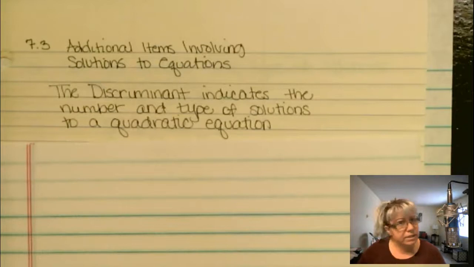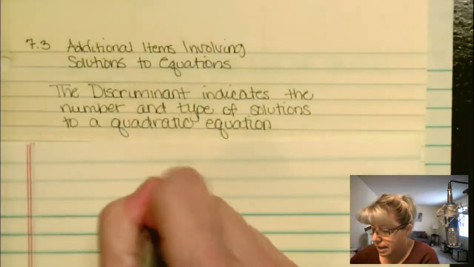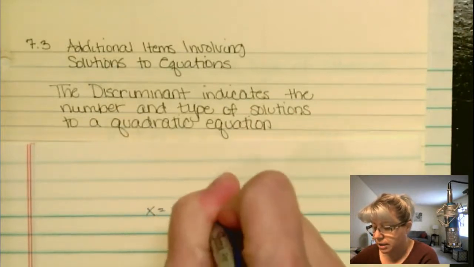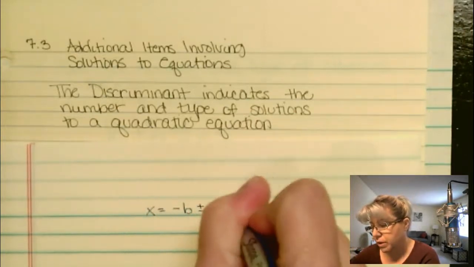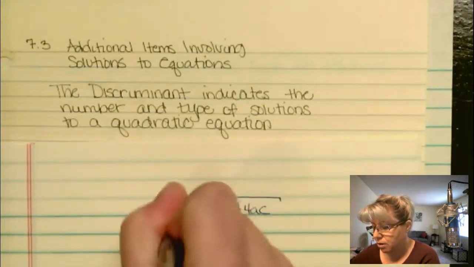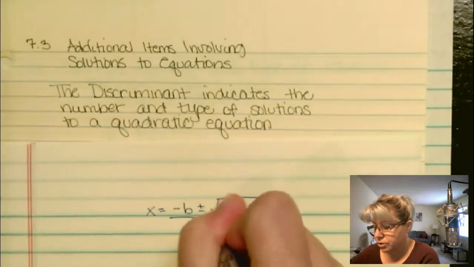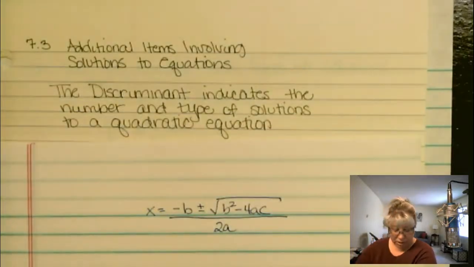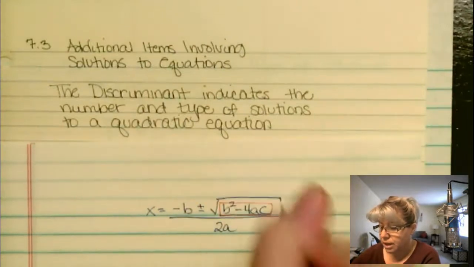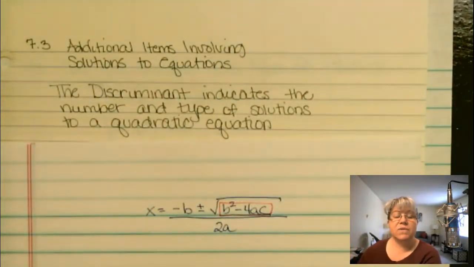So what is the discriminant? Well, you've seen it. It's part of the quadratic equation. So the quadratic equation is x equals minus b plus or minus the square root of b squared minus 4ac all over 2a. The discriminant is the b squared minus 4ac part.